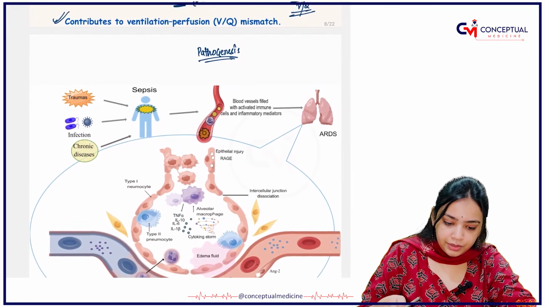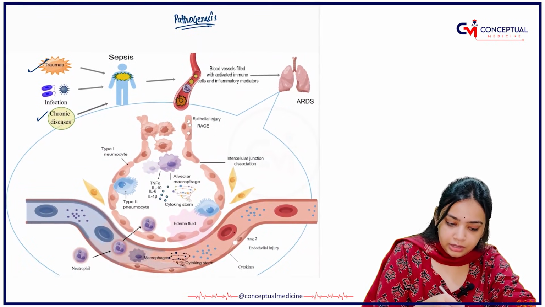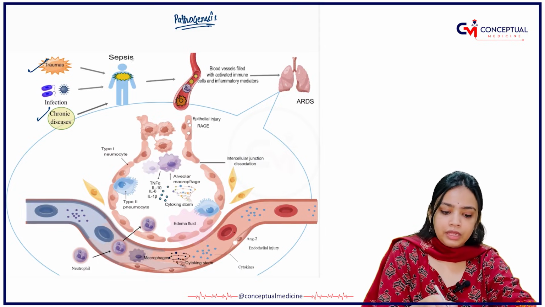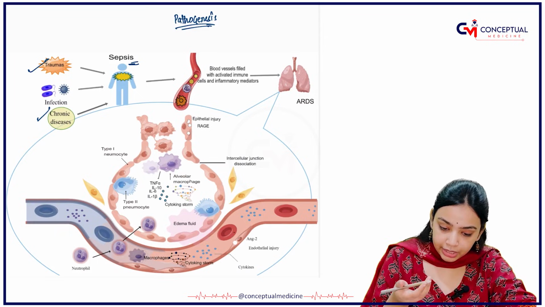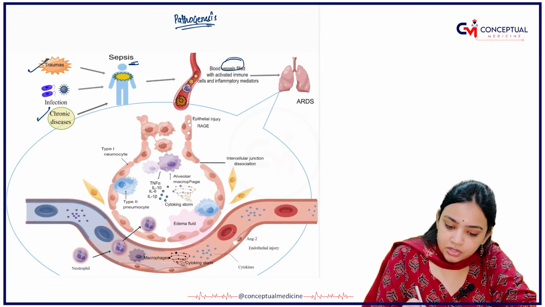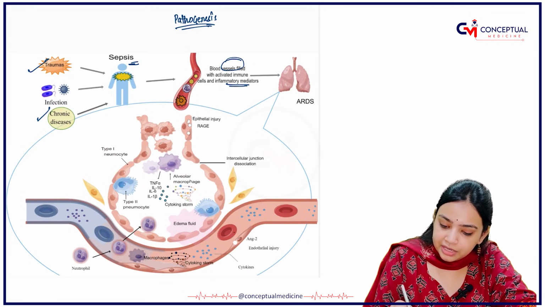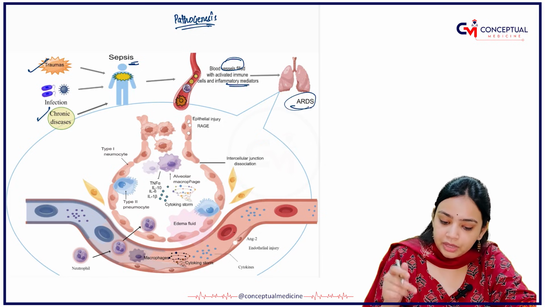What is happening over here? You have the trauma. There can be any chronic disease as well. The person develops sepsis. Sepsis is what? The infection that occurs in your blood. Then it goes to the blood vessels, which causes inflammatory mediators activation, finally causing ARDS.